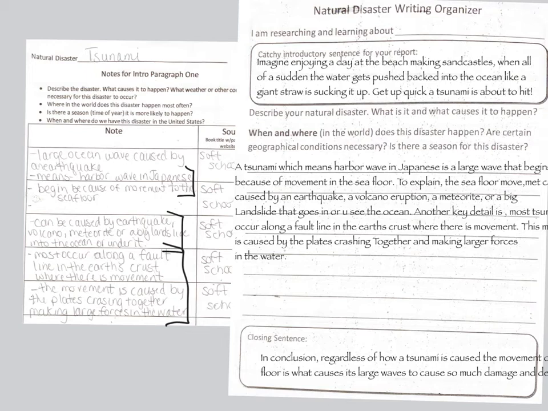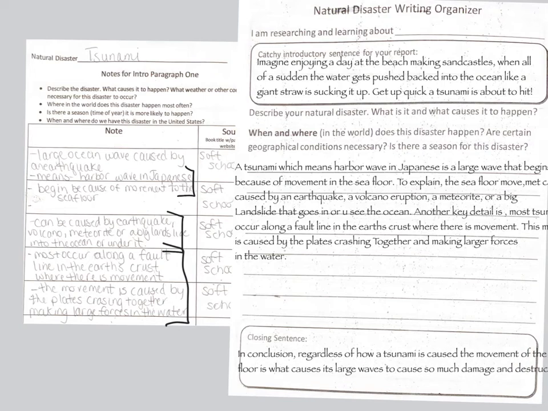I'm going to move it over a little bit first so that you can see it and get it all set up so I can go over with you how I said goodbye to one and hello to another. So if I look carefully here, this first part of my conclusion is, "regardless of how the tsunami is caused, the movement of the seafloor is what causes its large waves." Now, that is saying goodbye to the paragraph because that's summing up what that paragraph is about. Now I'm going to say hello to the next paragraph: "to cause so much damage and destruction." That's giving the reader a hint that the next thing I'm going to share is about the damage that it causes.